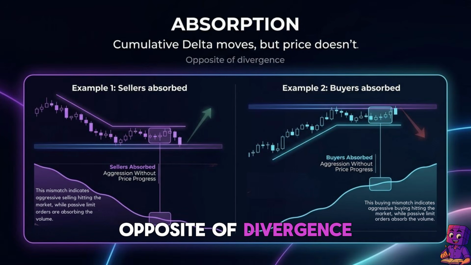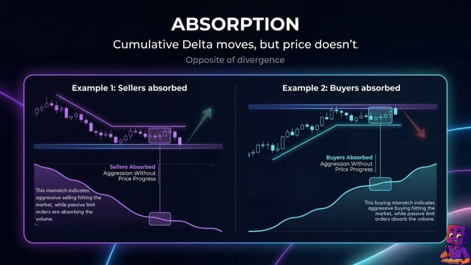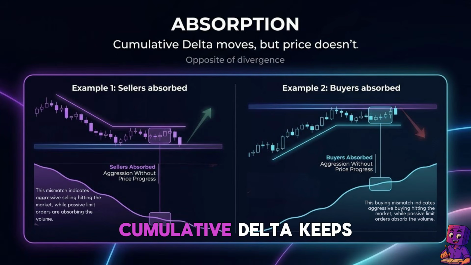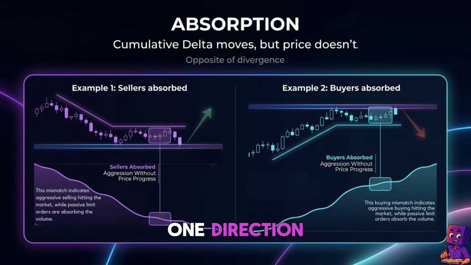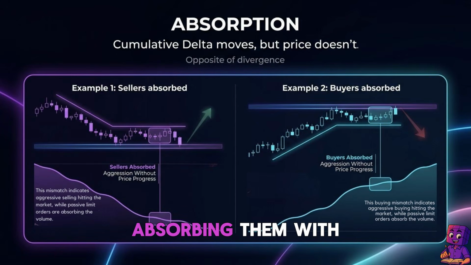The opposite of divergence is absorption. Absorption means delta moves, but price doesn't, unlike divergence, where price moves and delta doesn't. What you see: cumulative delta keeps pushing strongly in one direction, but price doesn't follow. It stalls, holds, or even goes the other way. What it means: aggressive traders are hitting the market, but someone is absorbing them with passive limit orders.